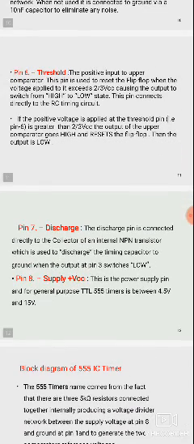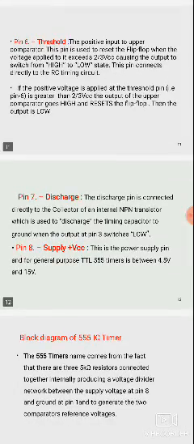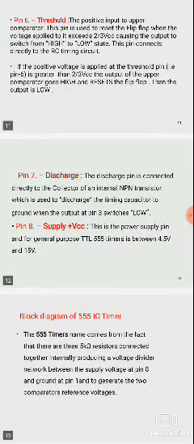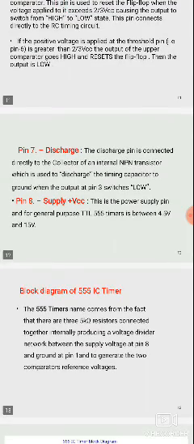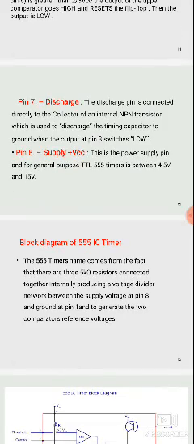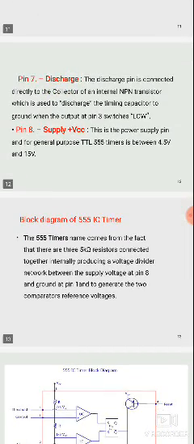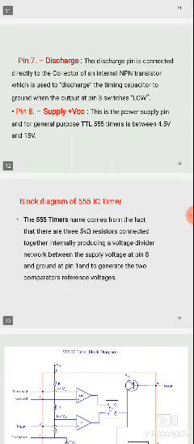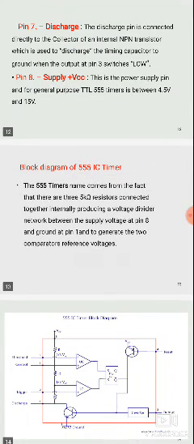The flip-flop resets, changing from high state to low state, and pin number 7 is used for discharging. When the threshold voltage changes the output from high state to low state, the discharging capacitor is connected to ground. That is, the output pin switches to low and the discharging capacitor is connected to ground. The last pin, pin 8, is used for the supply voltage. The supply voltage range of the IC is 4.5 volts to 15 volts.